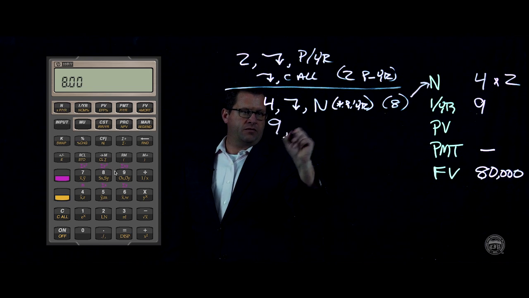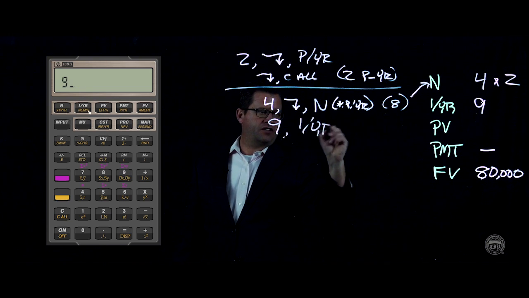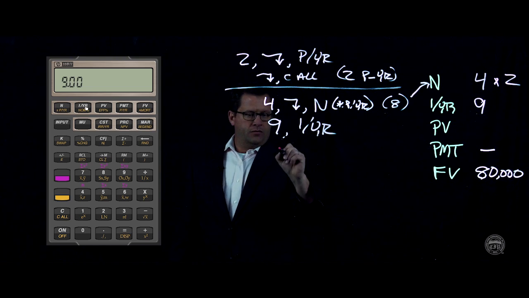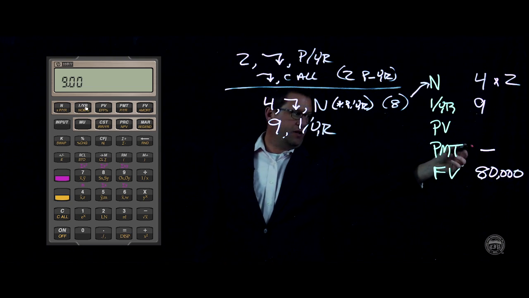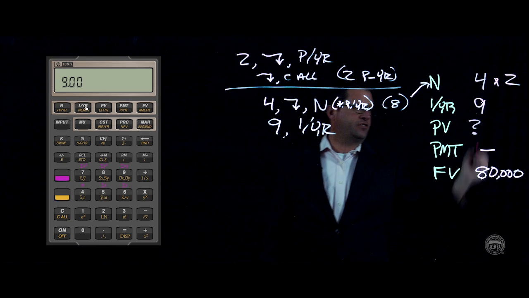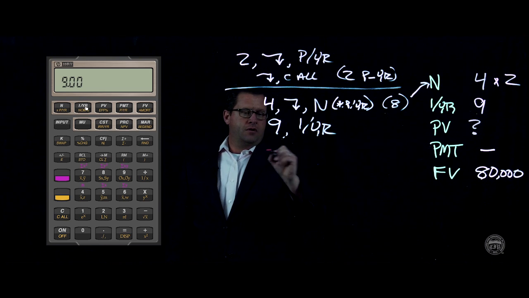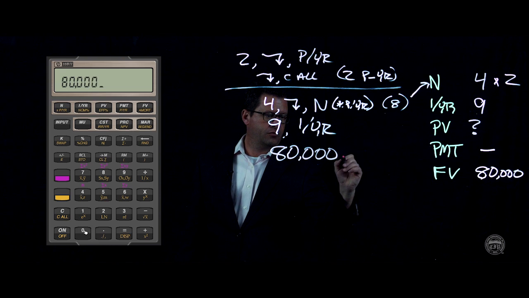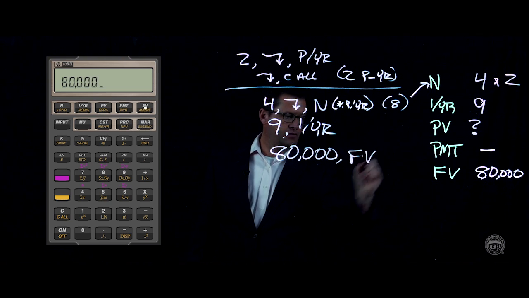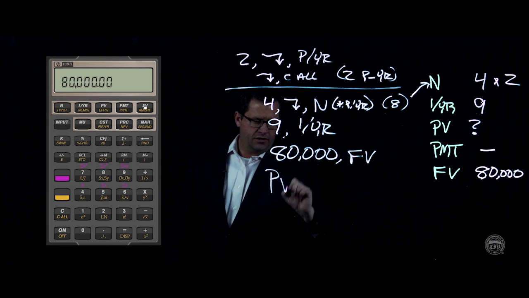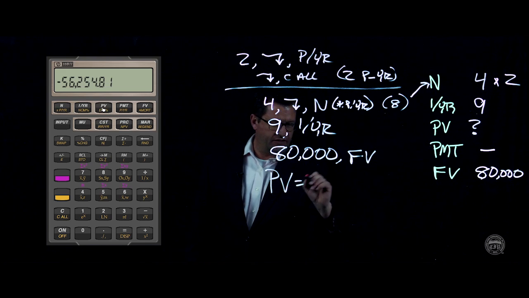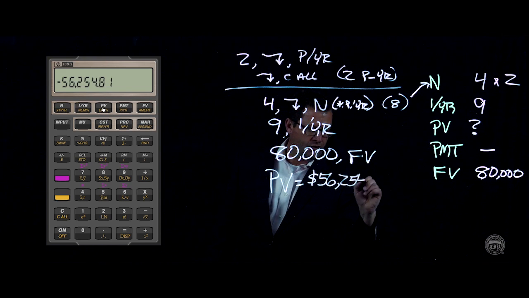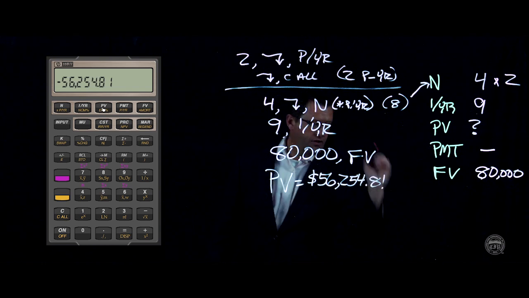Then we enter 9, I/YR, because she thinks she can get 9% per year. We're going to not have any payment, and the present value is what we're solving for. $80,000 is the future value, so 80,000 future value. Hit our present value key to solve for present value, and we should get $56,254.81.